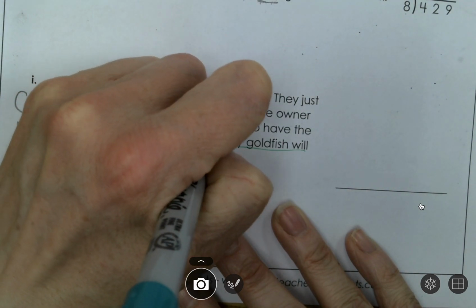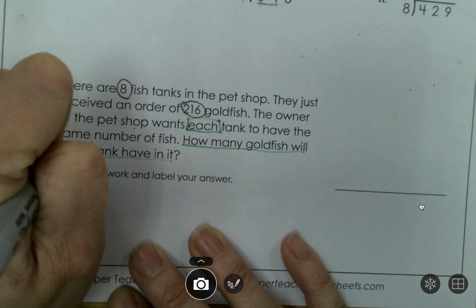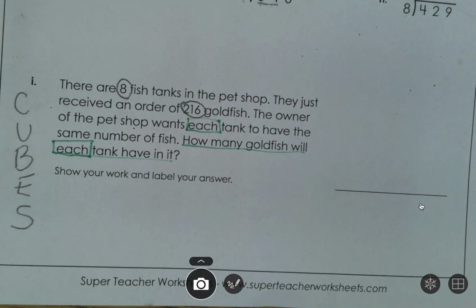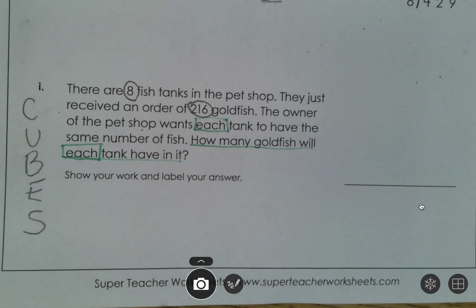So, each. We're going to box each and each here. And that is a big clue that we will be dividing. And now we're going to evaluate. When we evaluate, we think about what we are solving for and how we need to solve. So let's visualize this.